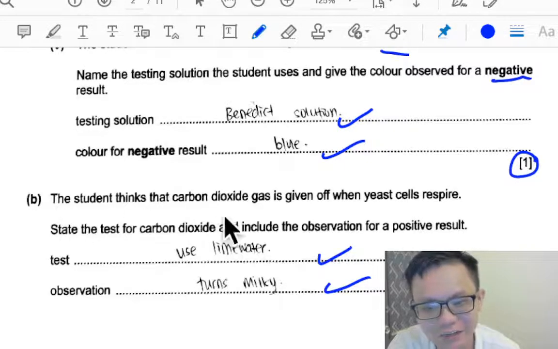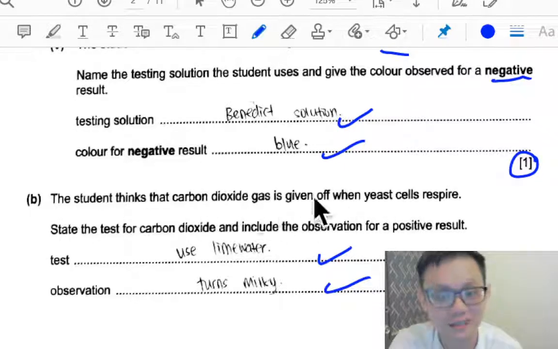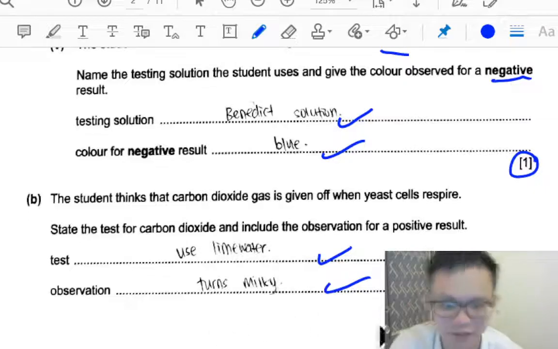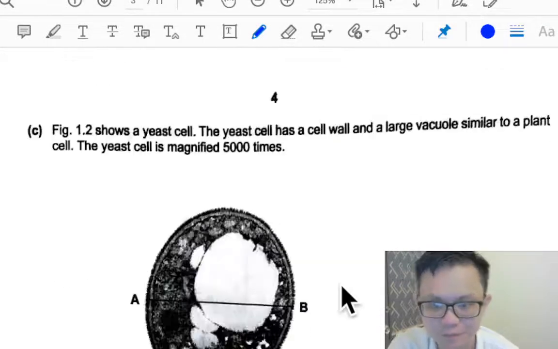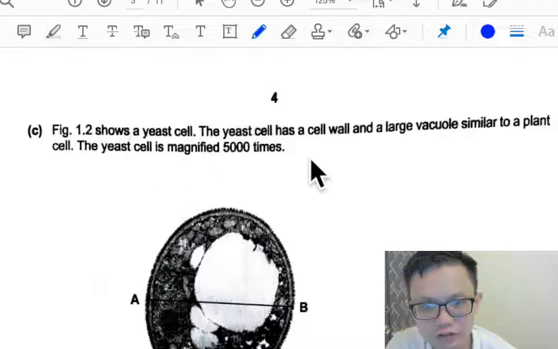The student thinks that carbon dioxide gets given off. So how to test for carbon dioxide? Use lime water. It turns milky. Very good, you get 1 point. Very easy. Figure 1.2 shows the cell, blah blah blah.